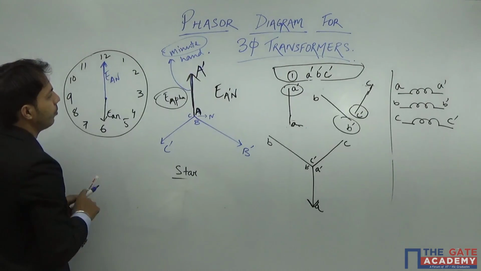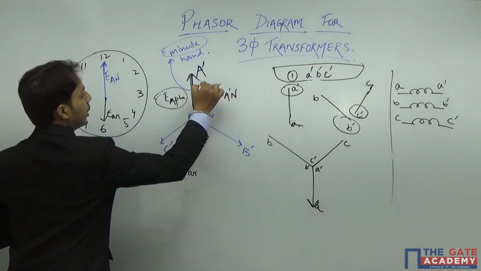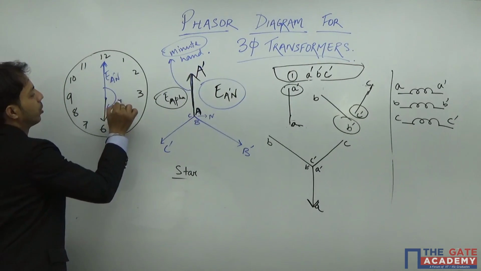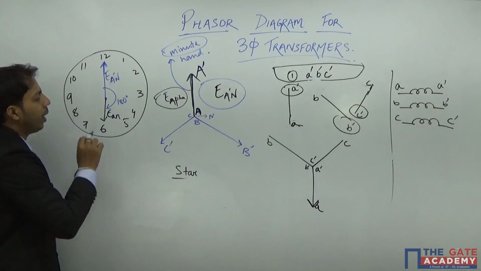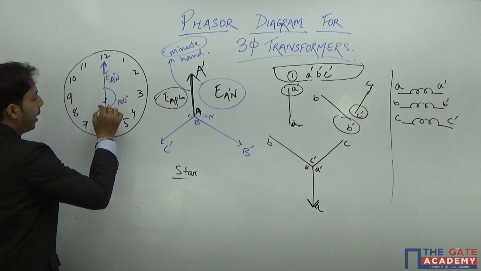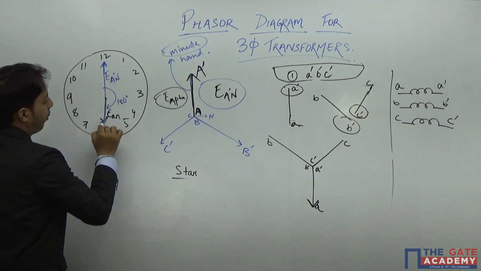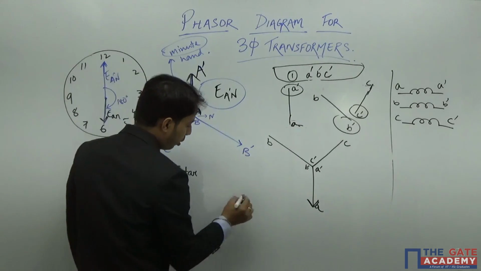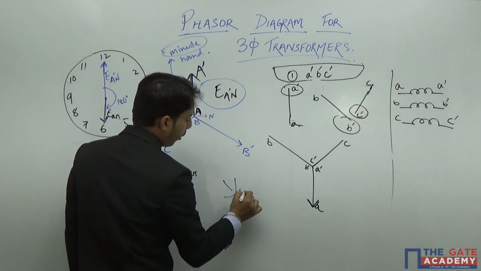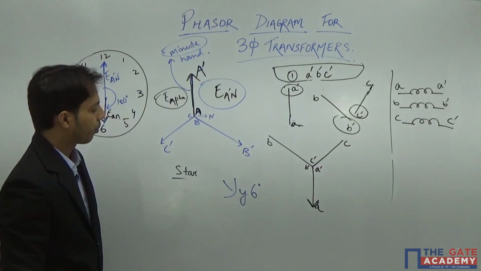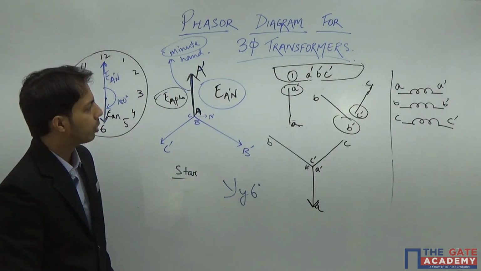Okay? Yeah, this A phase, the angle between them is 180 degree, and I can say that it is 6 o'clock. The second hand or the secondary phase will be along 6, so I can say it is 6 o'clock. So I can represent this as YY6. Okay? So this is the second possible connection.